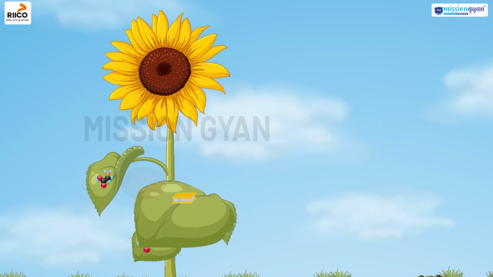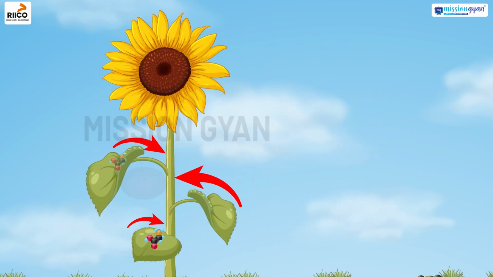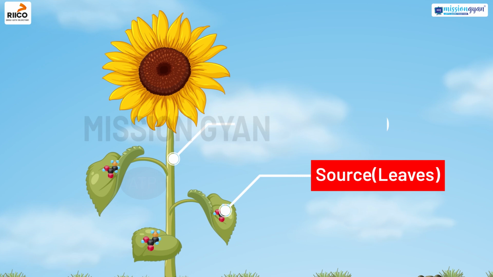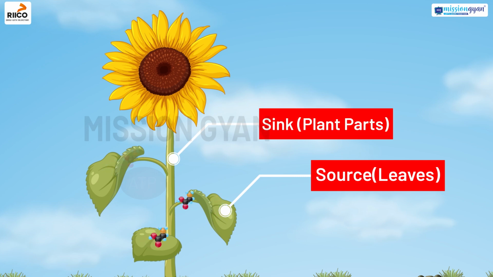This pressure pushes the sugary fluid from the phloem to the parts where it is required. This pressure difference between the source and sink helps the food to flow smoothly in all directions through the phloem, as required by the plant.